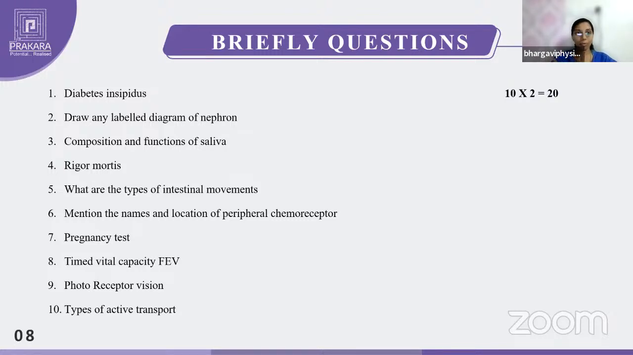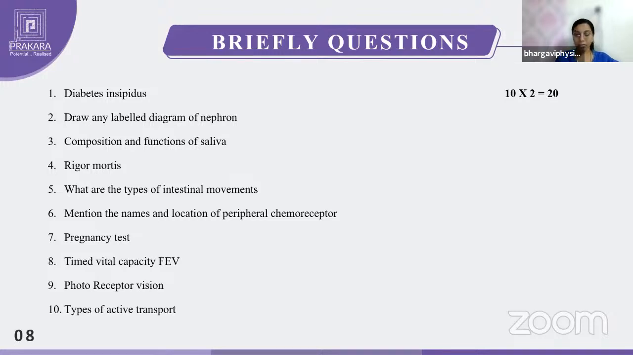Under that one, 2 types will come and name those. Then where is the location? Directly, name the peripheral chemoreceptors and where they are present. Like that, in 2 lines you can finish off. If you write the location and the name of that one, 1 mark. Like that, 2 are there, you can mention those.